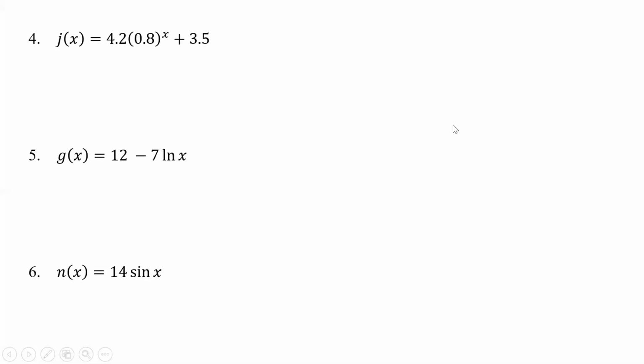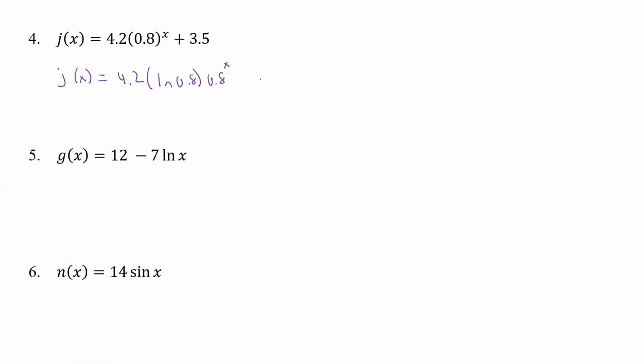All right, so now we're going to do some more. Now we have, again, it looks like a constant times an exponential plus another constant. So j of x is going to be equal to, well, we're just going to keep that 4.2 out in front. Now this is going to give us the ln of 0.8 times 0.8 to the x.